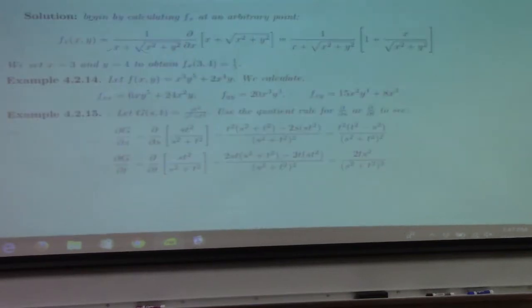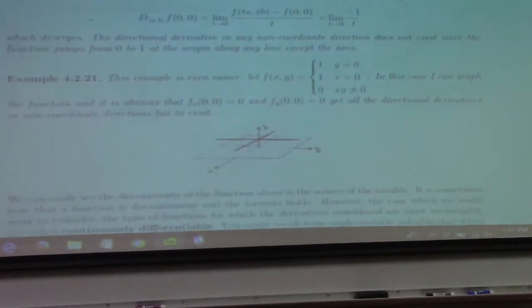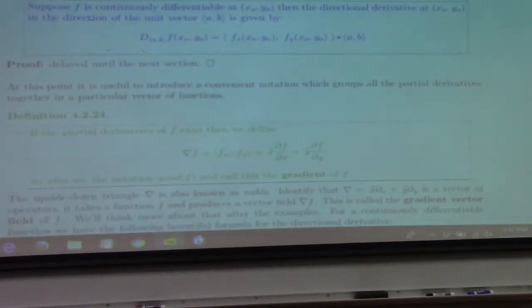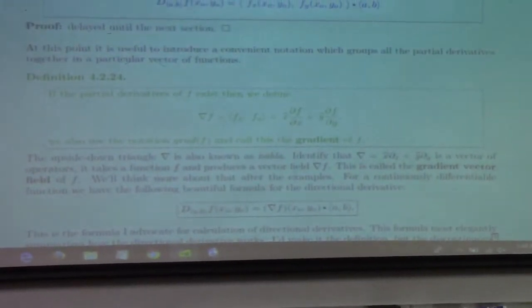So here's a bunch of examples. I'm going to talk about this pathological stuff some other day, probably tomorrow. The end result of that discussion is that if we assume the function is continuously differentiable, which is just fancy math talk for saying both of the partial derivatives exist and they're nothing weird, then the formula I keep using makes sense. In particular, the directional derivative in the a, b direction of the function f at the point x naught, y naught is just given by the gradient at x naught, y naught.